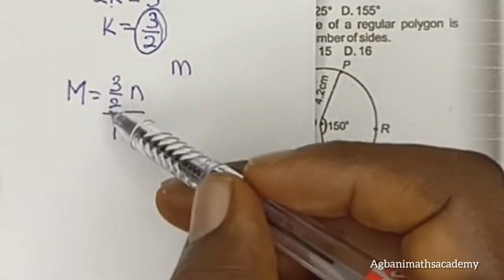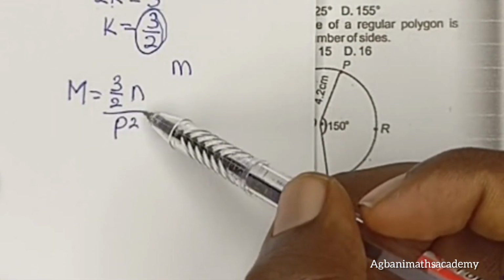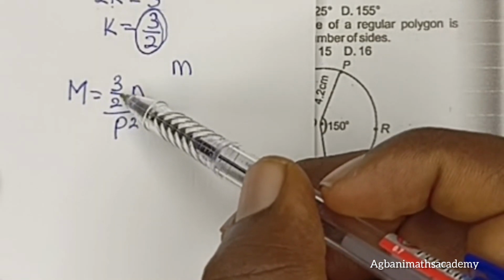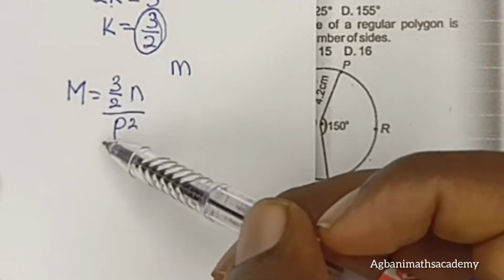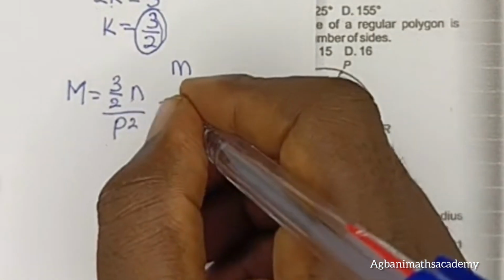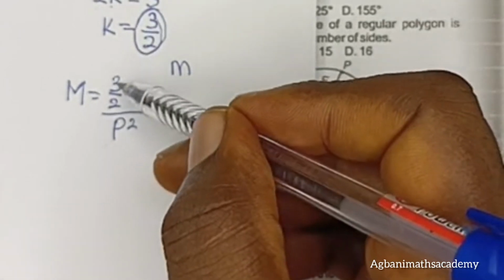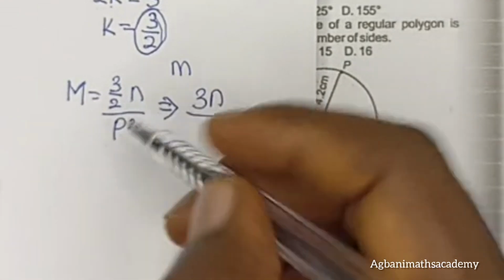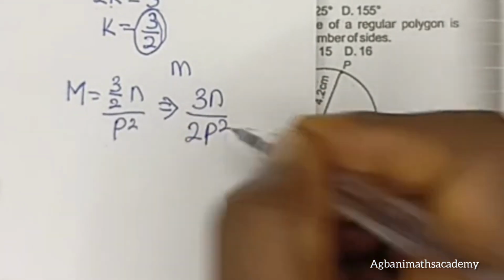M is equal to 3 over 2n divided by p squared. So you have a division sign, and then you have a division sign on top of a division sign. So it doesn't look nice. Since 2 is a denominator and p squared is a denominator, you just bring 2 down because both are denominators. So you have 3 is a numerator, n is a numerator. So we have 3n all over 2 is a denominator, p squared is a denominator. So we have 2p squared.